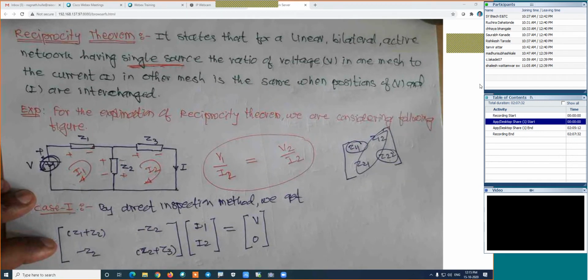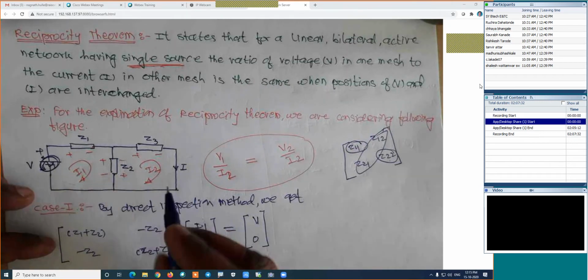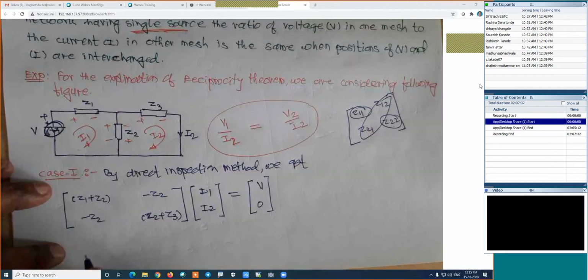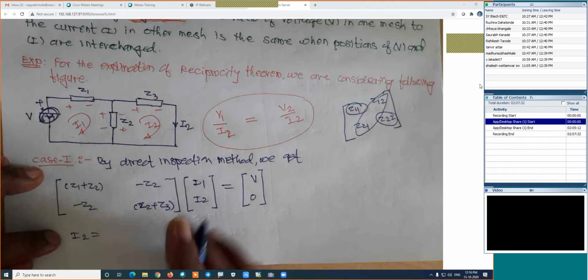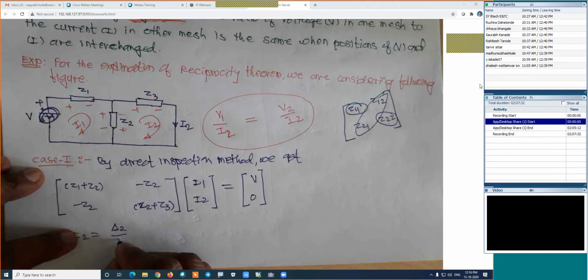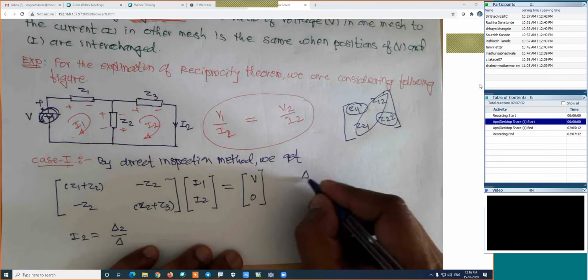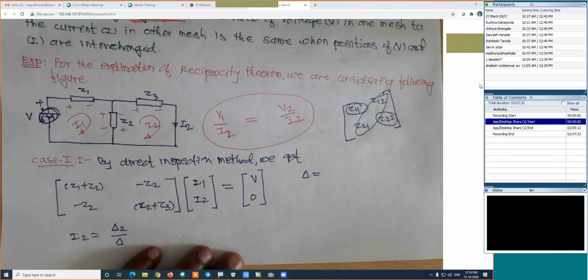Now here, in this case, what value are we interested in? We are interested in this I2. What is the formula for I2? The formula for I2 will be delta 2 divided by delta. First, we will find the delta, and then delta 2.